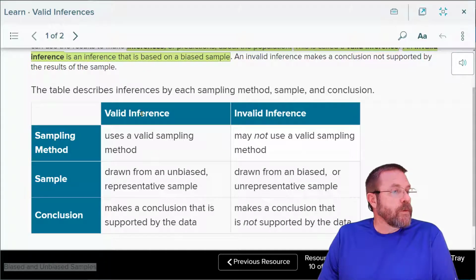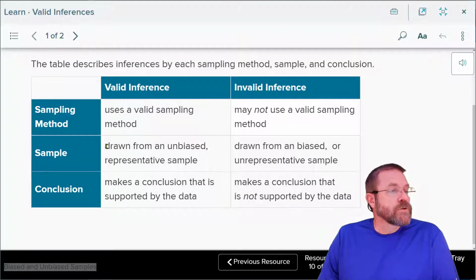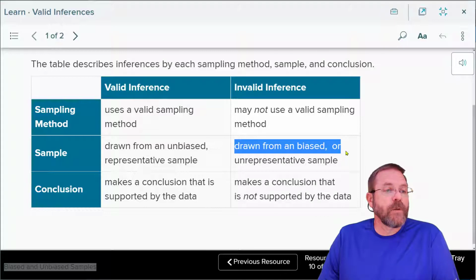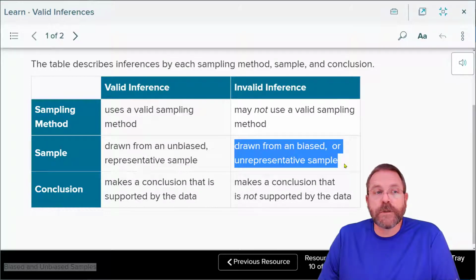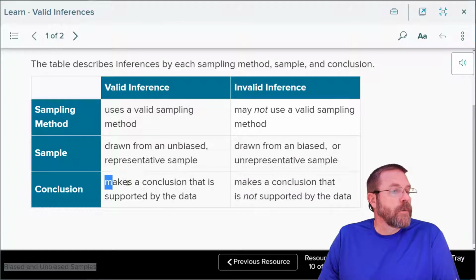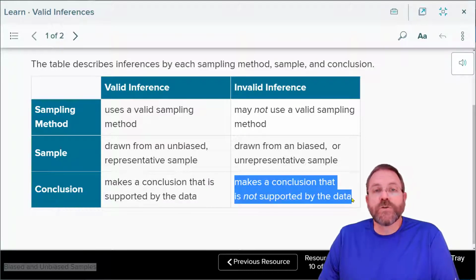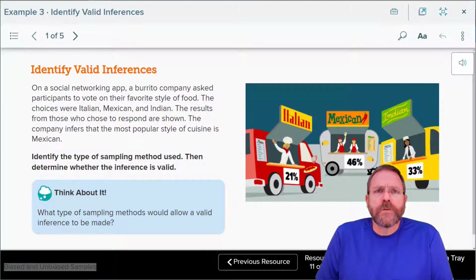So let's take a look at these. You got valid inferences and invalid inferences. So your sampling method for a valid inference uses a valid sampling method. The invalid obviously does not use a valid sampling method. For the sample, it's drawn from an unbiased representative group. Meanwhile, the invalid is coming from a biased or an unrepresentative group. And then your conclusion is going to be supported by your data in a valid inference, while an invalid inference is going to be making some jumps that are not totally supported by the data. With that, let's look at example 3.